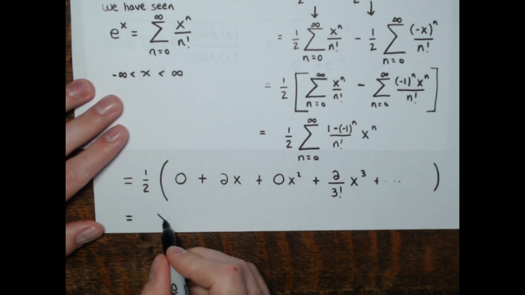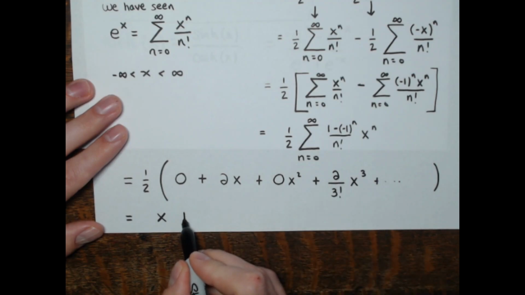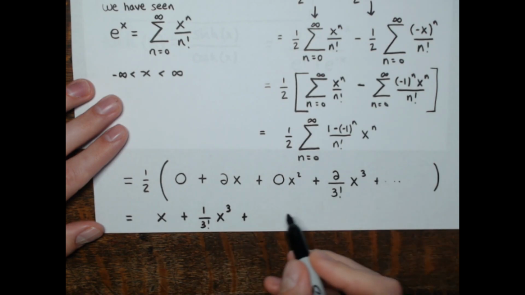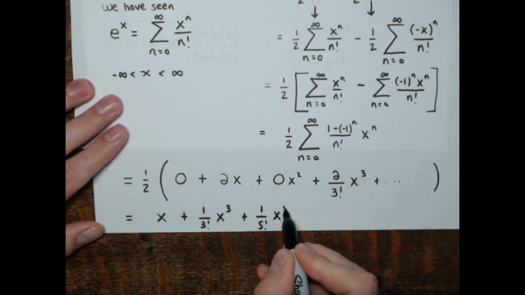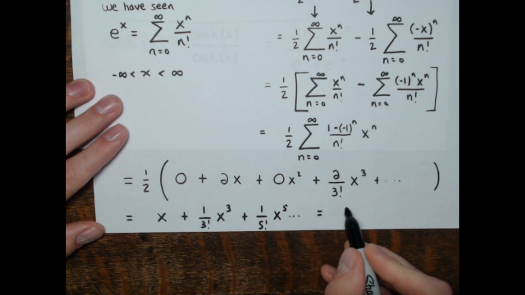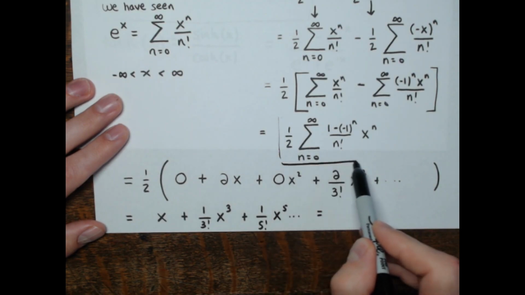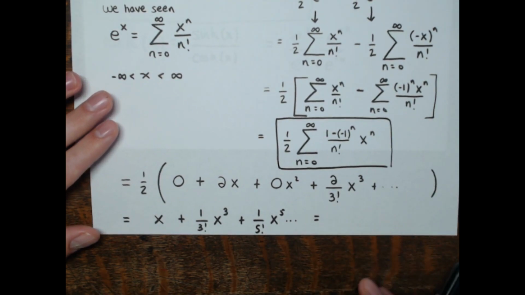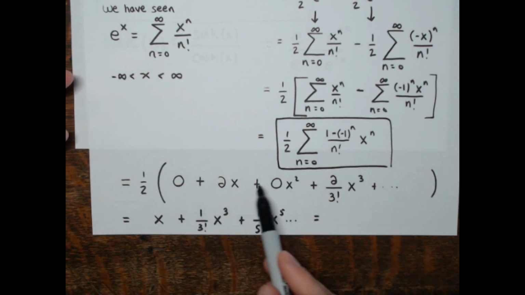So when I do this, I'll have 1x plus 1 over 3 factorial x cubed. And then you can hopefully see that eventually the next term would be 1 over 5 factorial x to the 5th, and so on. Now this sum is perfectly valid. This right here that I have in the box is a perfectly valid Maclaurin series for the hyperbolic sine of x. But it includes a lot of terms that are just 0.